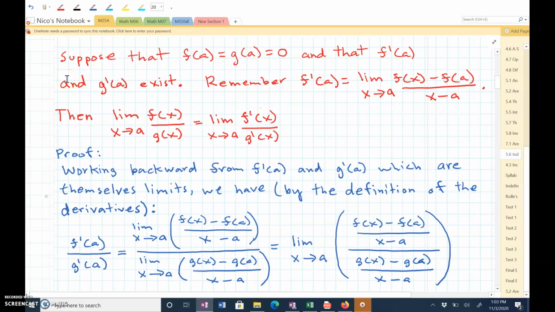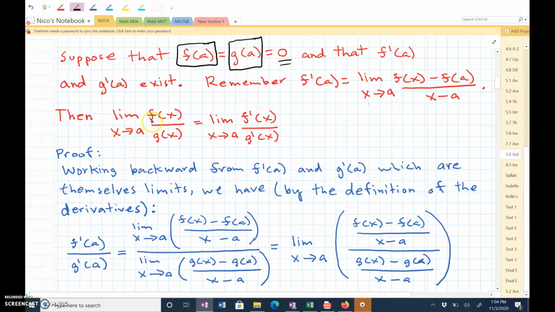Okay, let's go through the proof of L'Hopital's rule. Suppose that you have some function, f of a, and another function, g of a, and they're equal to each other, and they equal 0. And that the derivative of f of a and the derivative of g of a exist. Remember that the derivative of f of a would be the limit of f of x minus f of a as x approaches a, all over x minus a.